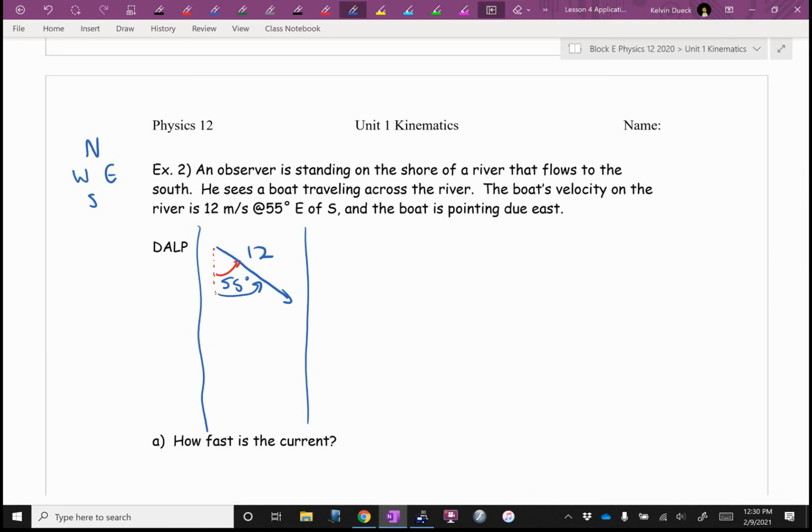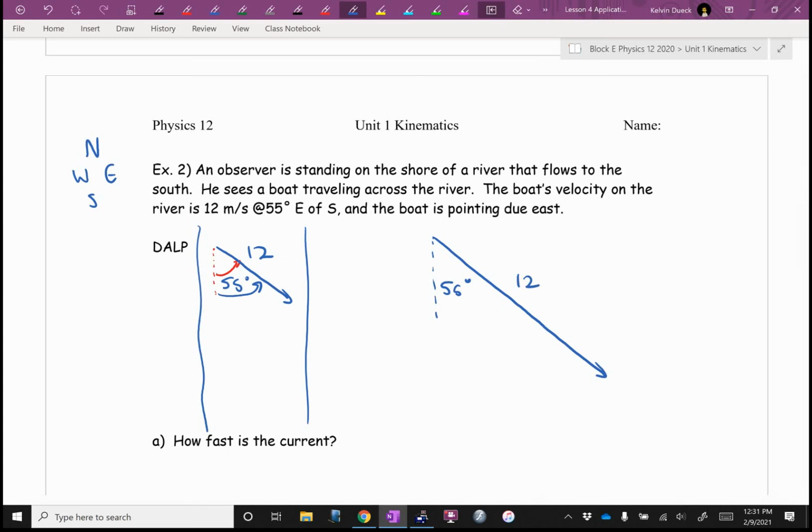Is that okay, Armand? Yeah? That's too small for me to work with, so I'm going to draw that a bit bigger. Here's the 12. Here's the 55 degrees. So we have 12 meters per second at an angle of 55 degrees. Did I say angle? Components.